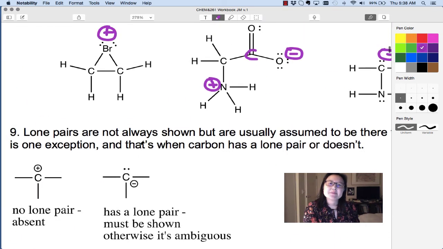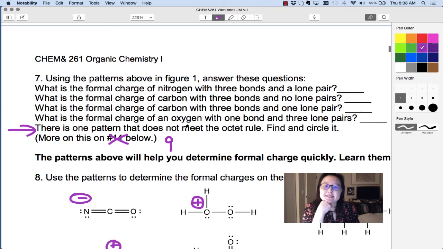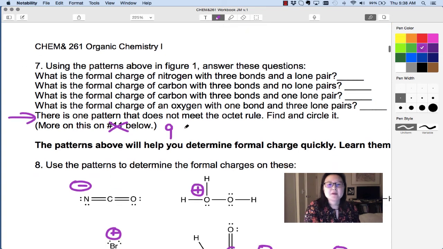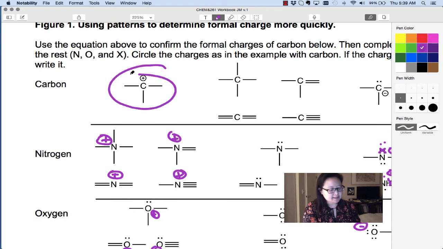Well, there's an exception up here, which is that there's one pattern that does not meet the octet rule. So find and circle it. Well, the one pattern that doesn't have it is this guy. It's the carbon that's a positive charge. Everything else does have an octet.